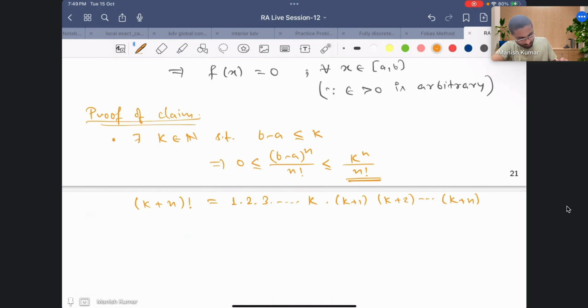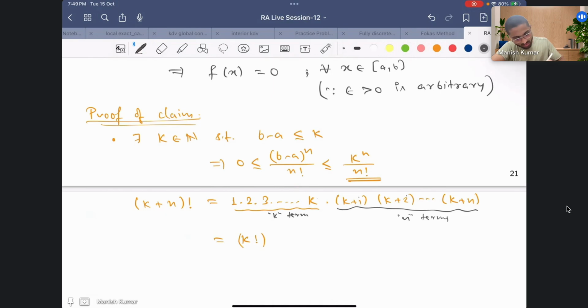Now I'll just fix this as some constant. So this is nothing but k factorial. In this term, k plus 1, I'll keep it as it is. Now how many terms are there? Here there are a total of k terms, right? And here there are a total of n terms, because this is 1, 2, till k, so this is k terms, and then the remaining n terms.